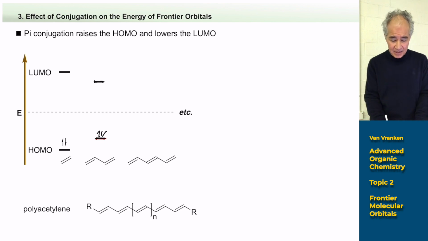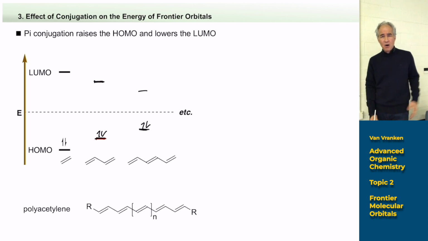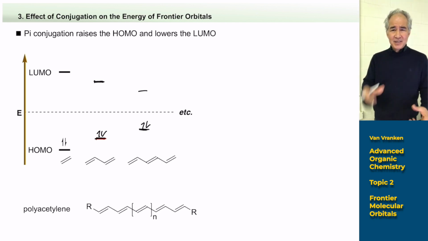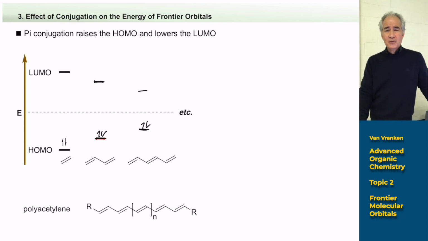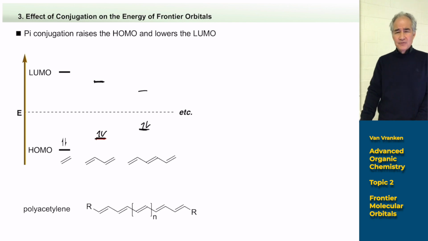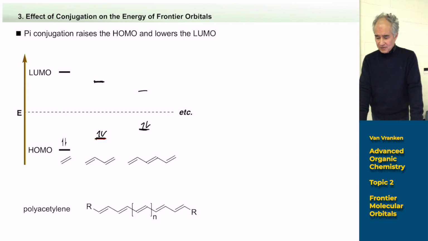And as you keep conjugating, adding more and more conjugation with benzene rings, with double bonds, with triple bonds, as long as the overlap is good, you're going to see this pinching effect of the HOMO and the LUMO, of the pi and the pi star. Right? They're more reactive. Conjugated pi systems are more reactive nucleophiles and more reactive electrophiles.